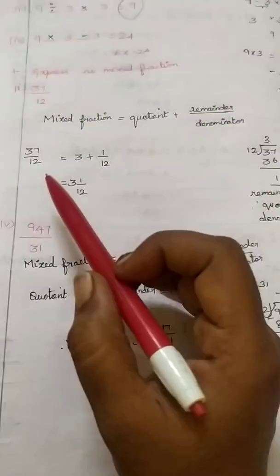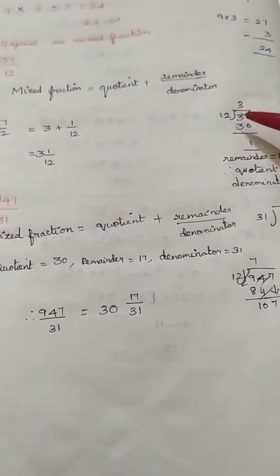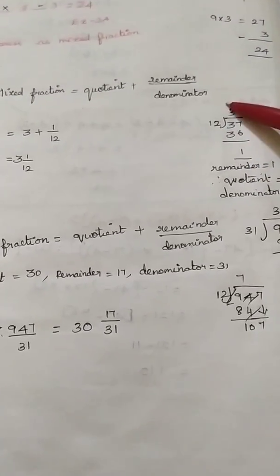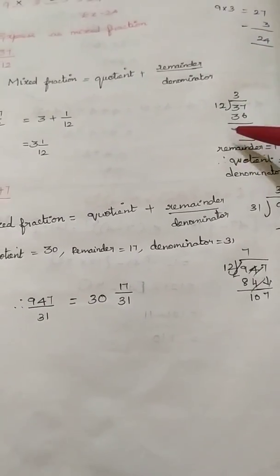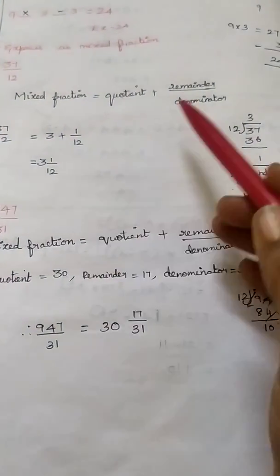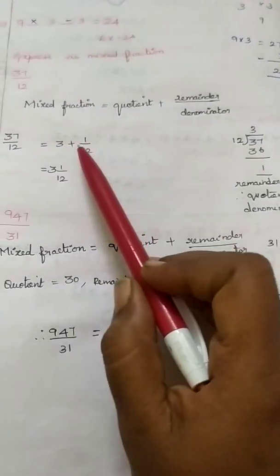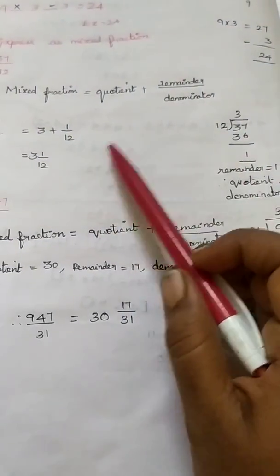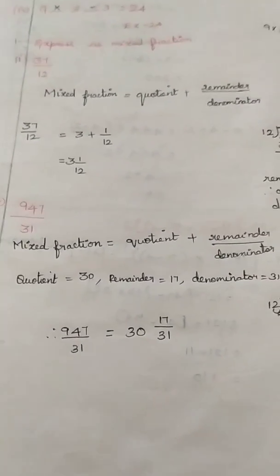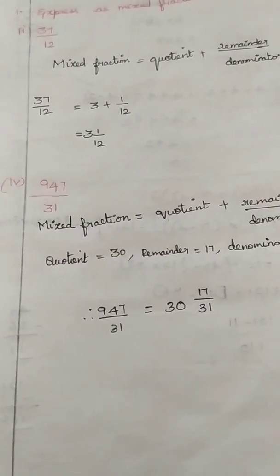So first we are going to divide 37 by 12. We use the 12 table. 12 threes are 36 and the remainder is 1. So your quotient is 3, your remainder is 1 and the denominator is 12. How are you going to write the answer in this format? Quotient is 3, plus remainder 1, divided by the denominator 12. So 3 1 by 12. Our answer is 3 1 by 12. We have converted this improper fraction into a mixed fraction.